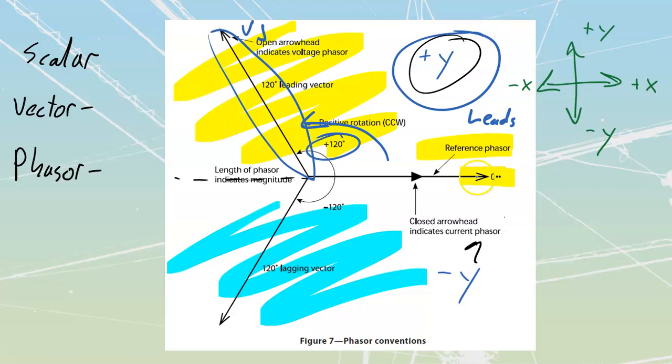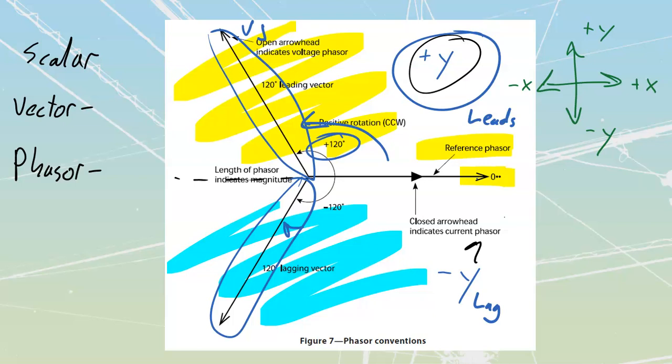And then if I take a look at this reference vector once again, I can go in the opposite direction and say that this vector over here is lagging. And the reason that it is lagging is because it is in a negative y. Okay? If something's a negative, it's a lag. If something's in the positive y, it's going to be seen as a leading.